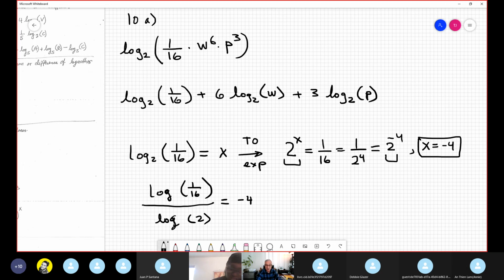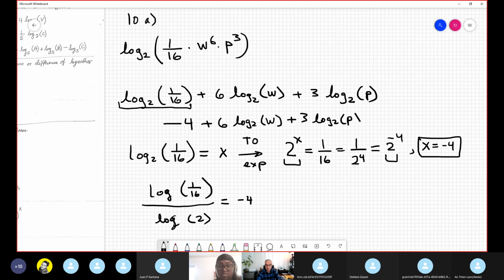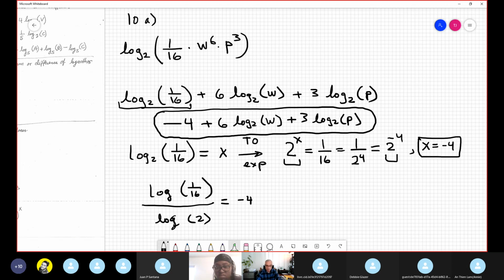So what is my final answer in this problem? My final answer is similar to this, except that you replace this by -4. -4 plus 6 logarithm of base 2 of W plus 3 times logarithm of base 2 of P. And put it in a box because this is important, it's the final answer.